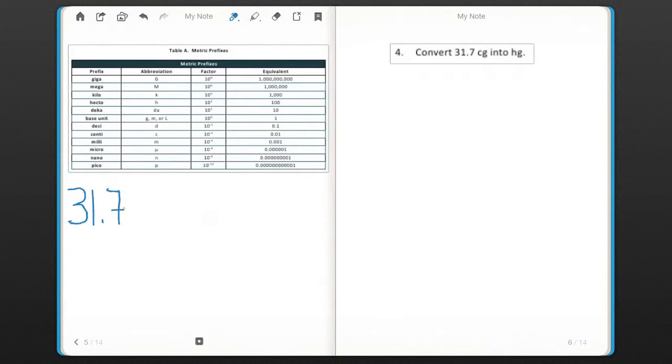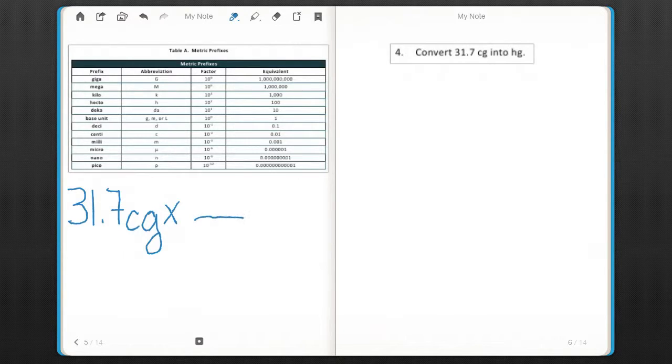31.7 centigrams. Now we need to figure out how to convert it. What I like to do is go ahead and get it back into the base unit. In this case that would be grams. And once I get it into the base unit, then I'll take it to its final unit.